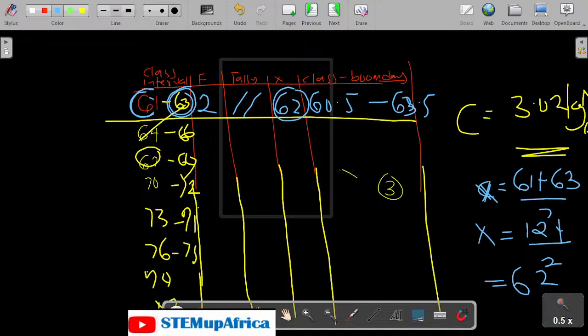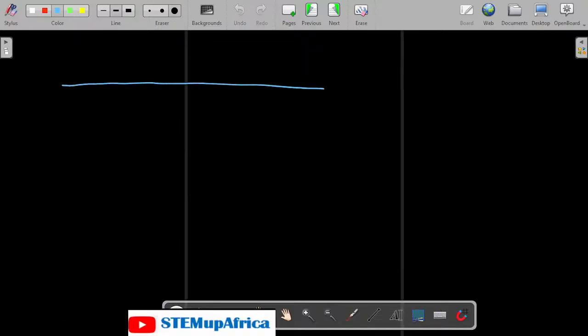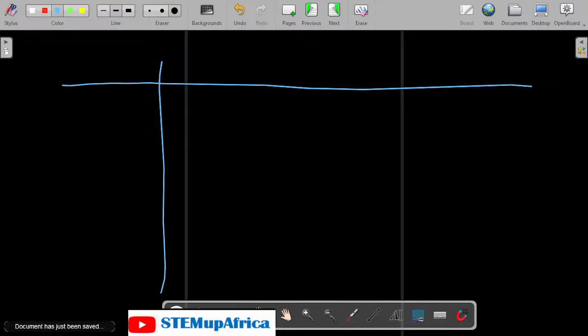So here is now 62, which is this 62. Then your class boundary, how do you get the class boundary? You subtract 0.5 from the first number, you add 0.5 to the second number. That's how you get your class boundary. So that's how you will continue through the entire table. Okay? This is for interval of 3. What about the interval of 5? It's the same process. Let's do the interval of 5. I will start by writing here class interval.